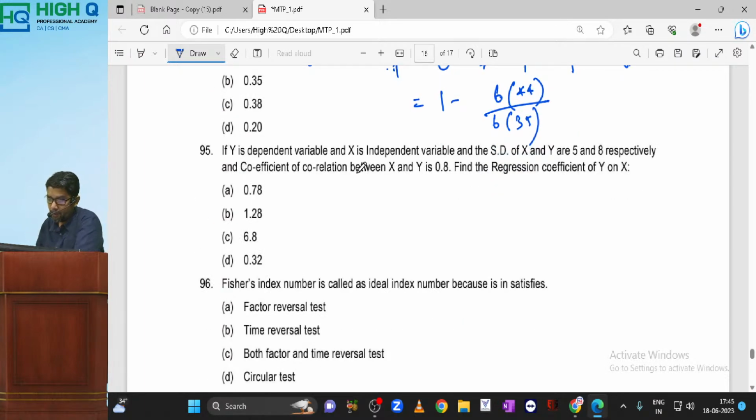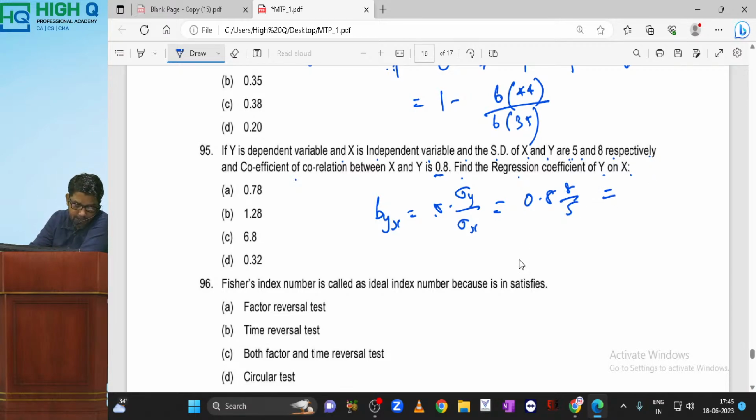Next step. Y is the dependent variable, x is the independent variable. Standard deviations of x and y are 5 and 8 respectively, the coefficient of correlation between x and y is 0.8. Find the regression coefficient of y on x. Byx is equal to r into sigma y by sigma x. What is r? 0.8. Sigma y is 8 by 5. What is it? 8 divided by 5. 1.28.